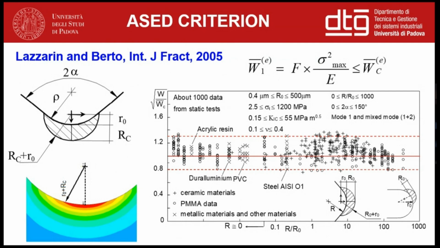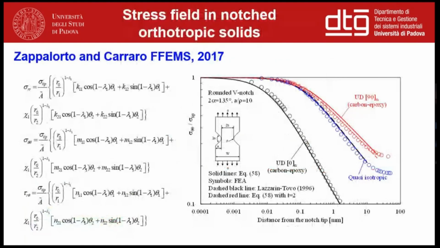And in the same works and also in subsequent works, they successfully applied this approach to assess the static strength of a large bulk of different materials and different geometries depicted in this slide. So now let's move the attention to orthotropic solids, and let's try initially to understand why there is the need to reformulate this criterion for this class of material.